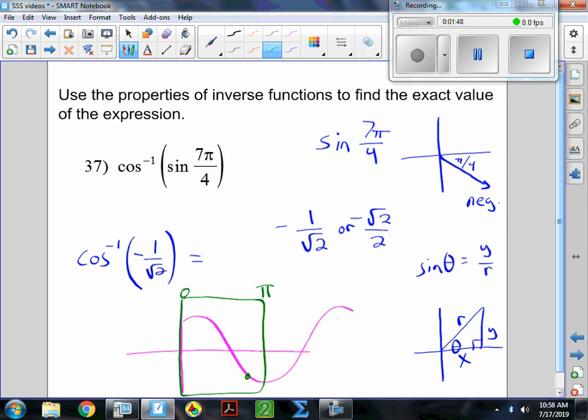So if it goes between 0 and pi, that means it's going to be 3 pi over 4. Cosine of pi over 4 would be positive 1 over root 2, or root 2 over 2. Cosine of pi is negative 1. Cosine of 3 pi over 4 is negative 1 over square root 2.